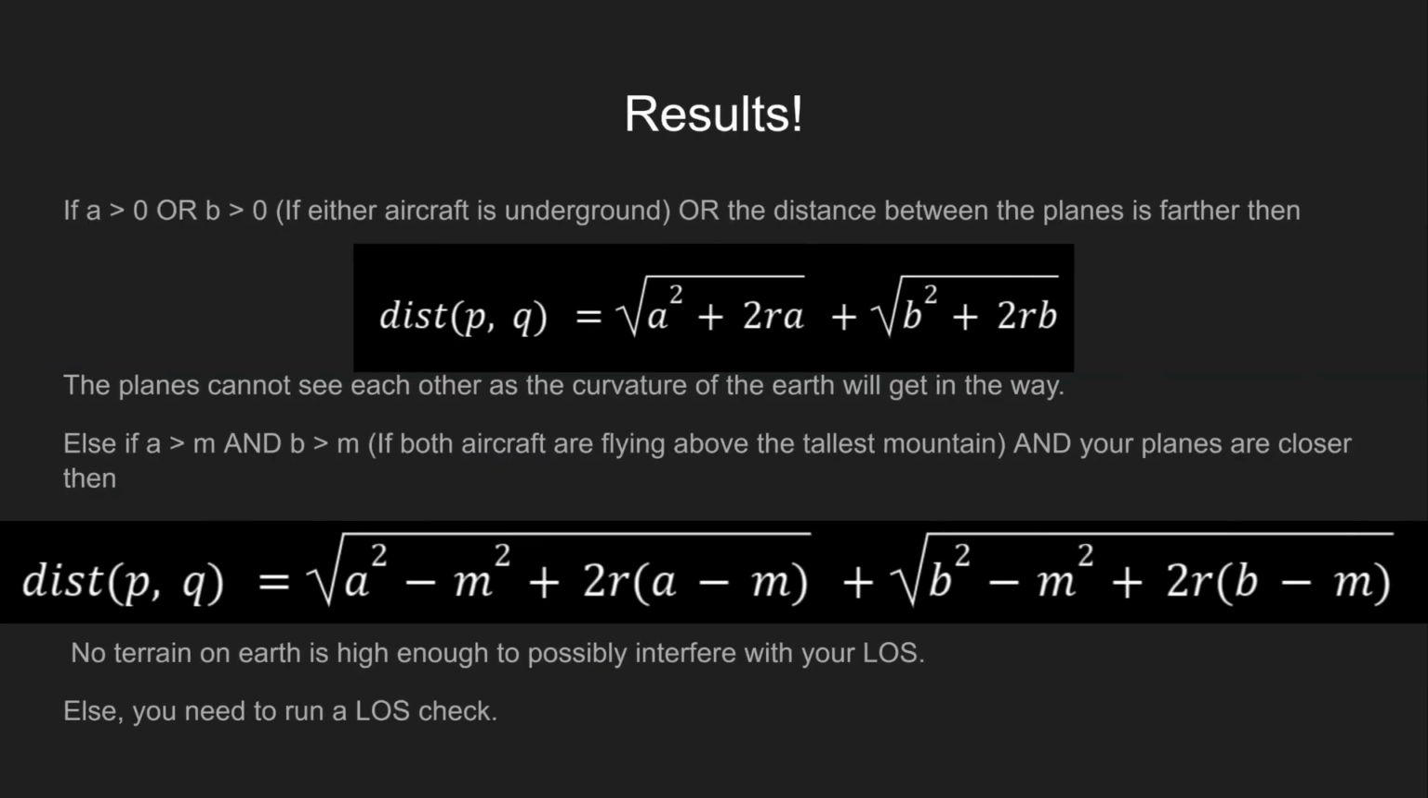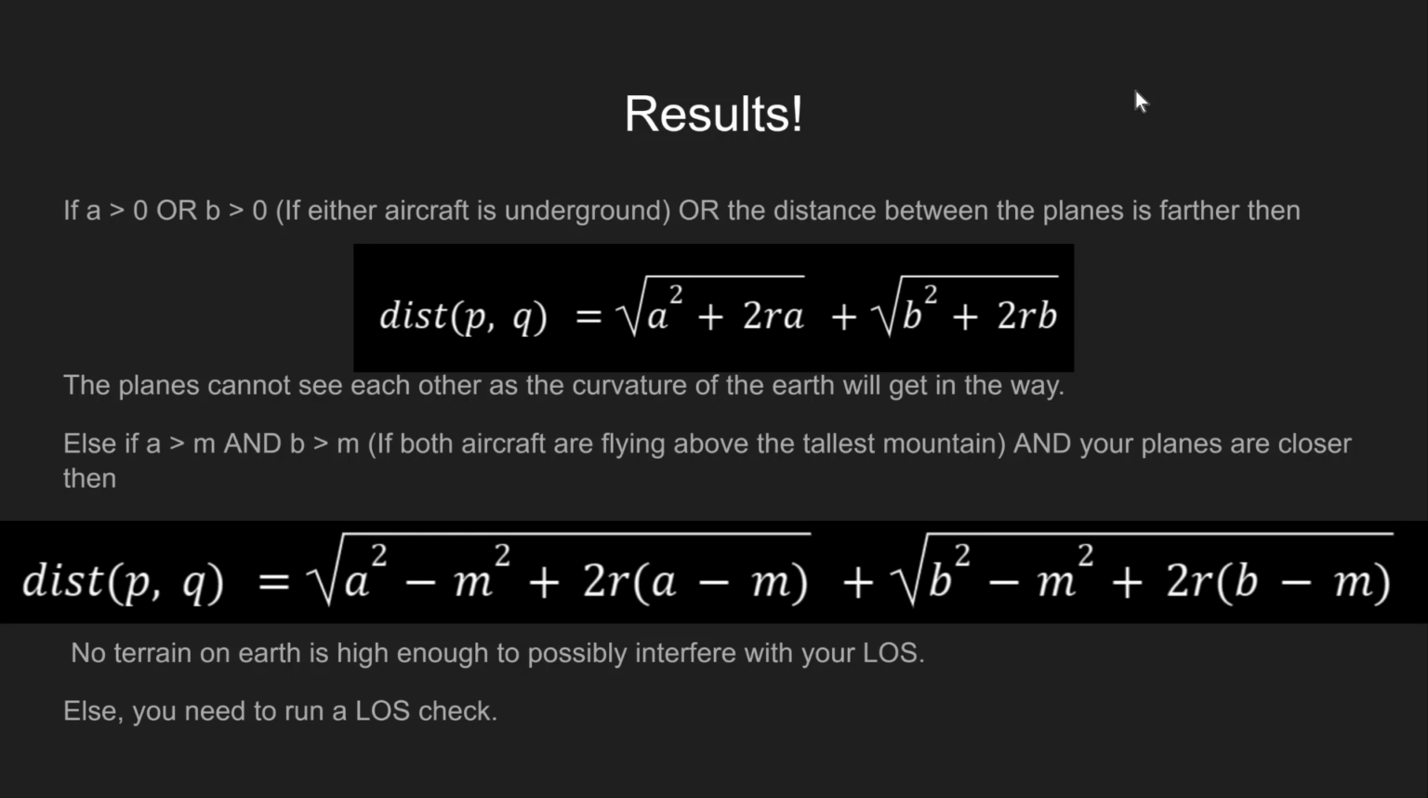We have our results. If the altitude of aircraft A is less than 0, or the altitude of aircraft B is below 0, in other words, if either aircraft is underground, or the distance between the planes is farther apart than the first bound we found, the planes cannot see each other, as either the curvature of the Earth gets in the way, or the planes are underground.